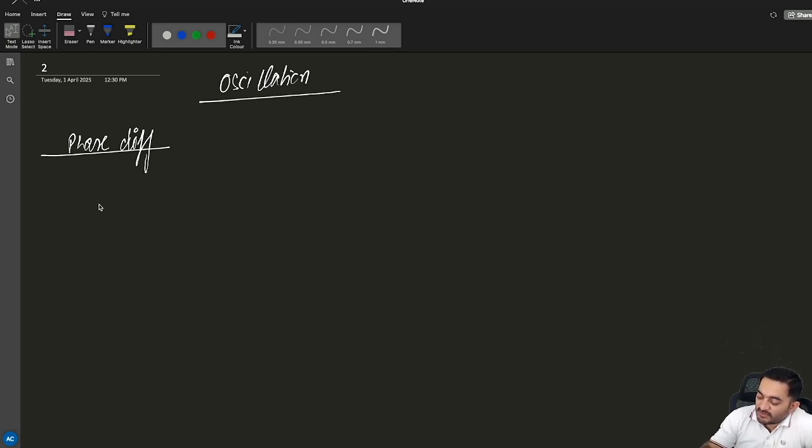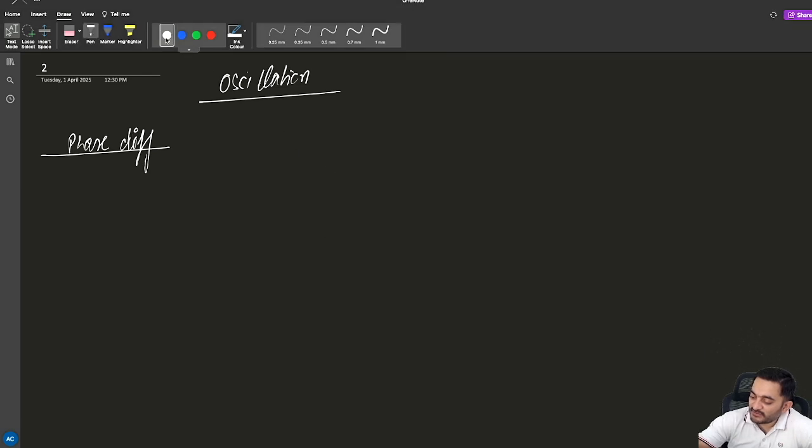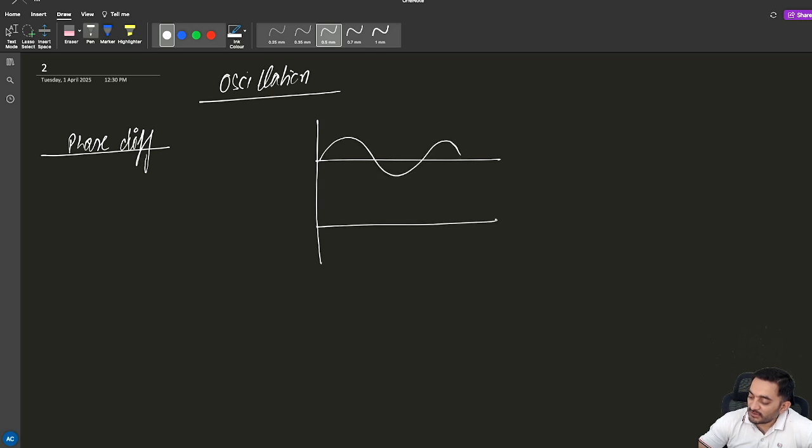Phase difference: if you have two waves given to you like this, one wave traveling from the mean position, the other wave having some different mean position, we simply ask what exactly is the phase difference between these two waves. Now on the x-axis, depending on whether position or time has been given, you can relate the phase difference formula.